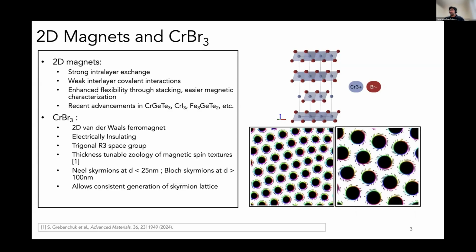So a particularly interesting aspect of these findings is the formation of Néel-type skyrmions at low thicknesses and Bloch-type skyrmions at high thicknesses. And 2D magnets in general have become very promising candidates for advanced spintronics due to their demonstrably higher magnetic stability, tensile strength, and other desirable mechanical and electrical properties.